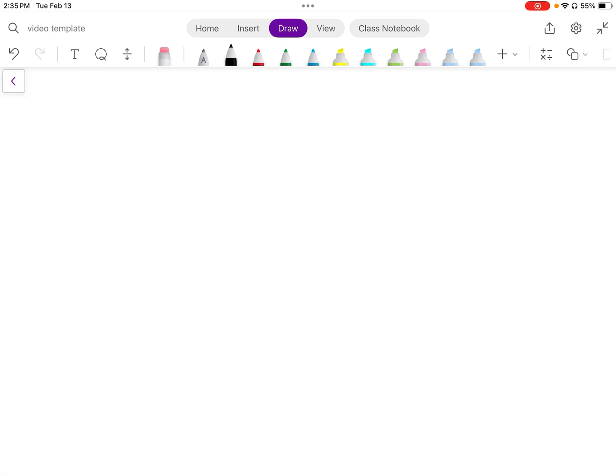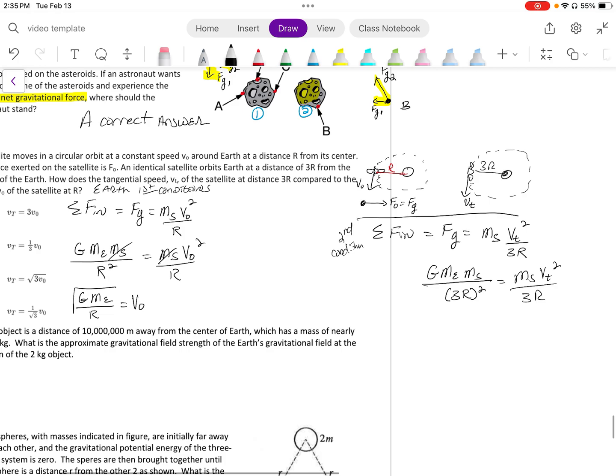Move everything around, solve for vt, and I get the square root of big G, mass of Earth, the masses of the satellites cancel, I get 3r over 3r squared. So one of the 3's canceled, and I should get 3r.